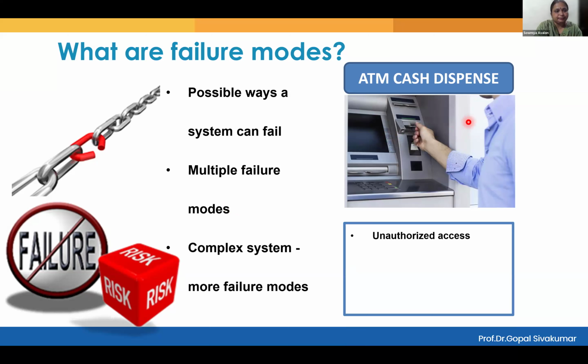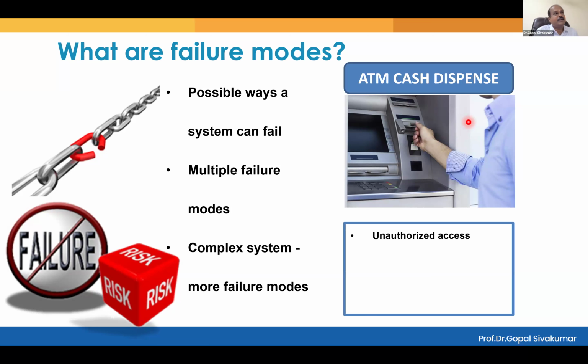Money did not come. Very good. But cash has been debited from your account. Account is debited without issuing any money. That is another failure. Sometimes it says money is not available. Sometimes there is no network. Sometimes the button is not operating.